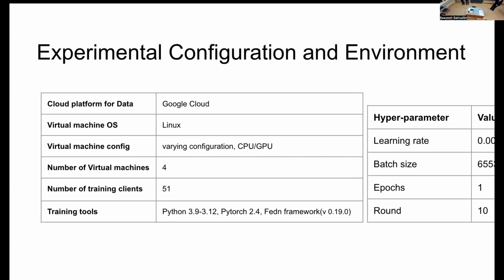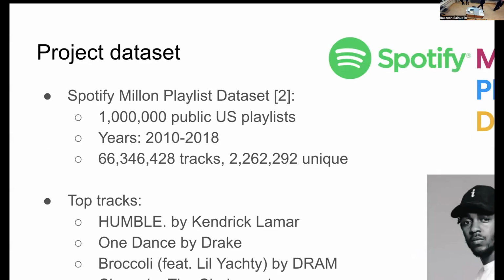And for the hyperparameters, we use the standard configuration. Learning rate is 0.001, epochs is 1 epoch for local machines, and rounds is 10 rounds in total. And then my colleagues are going to introduce the dataset. Yes. I might also add that we had a better experience in Federated than the first group.